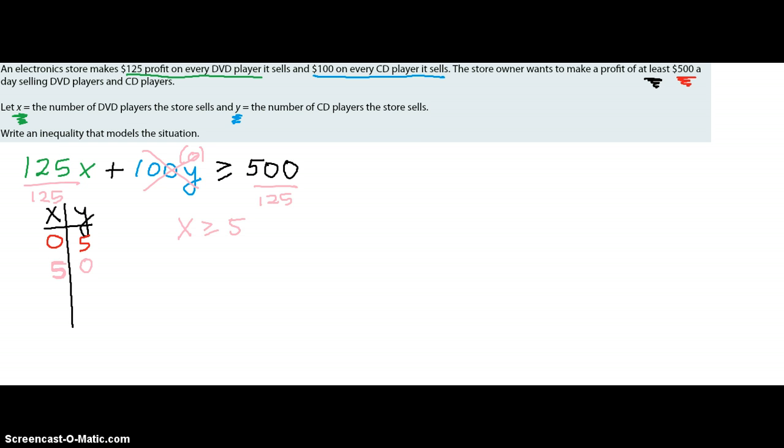Now that I have 2 points, I can go ahead and make a graph. And let's make this actually straight. Oops. So here's a line for my graph. And here's another line for my graph.